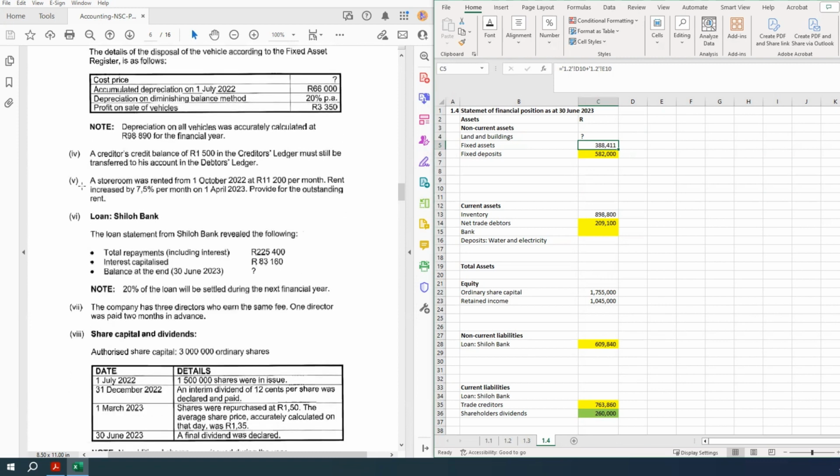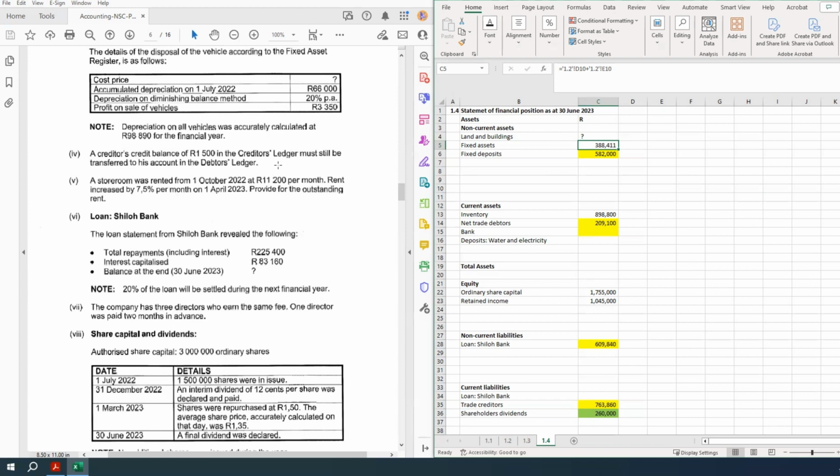All right, and then, right, so number 4. So we've been told here that a creditor's credit balance of 1,500 in the creditor's ledger must still be transferred to his account in the debtor's ledger. Okay, so that is a mouthful, but essentially, if you remember how a creditor's ledger works, if you buy something from a creditor, you credit the creditor's ledger, so you increase the amount that you're owing to your creditor, and if you pay, you debit the creditor's ledger, so that will be a debit balance. So essentially what they're telling you here is you have a creditor that's also a debtor, right? For that same amount, so the 1.5 that's been given.